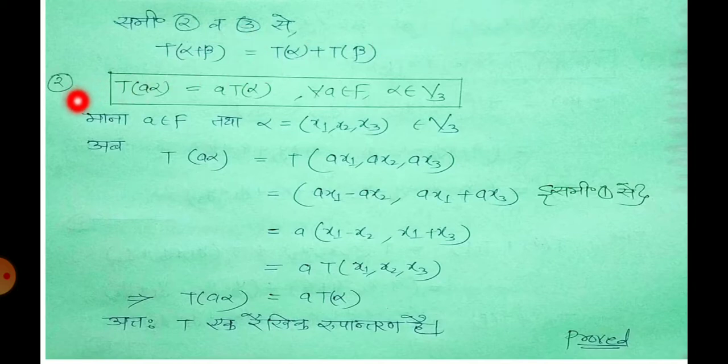Now we are going to prove the second property, which is T of a alpha is equal to a T of alpha, for all a belonging to capital F, that means the field, and alpha belonging to V3.